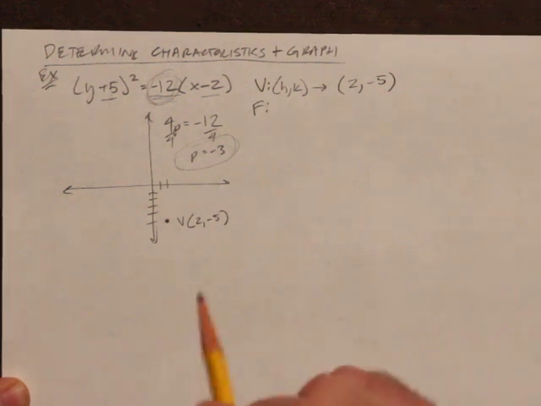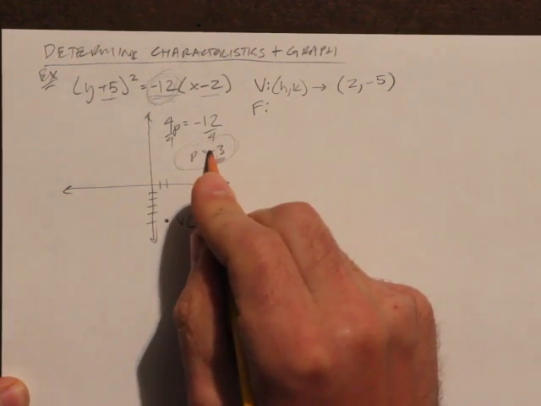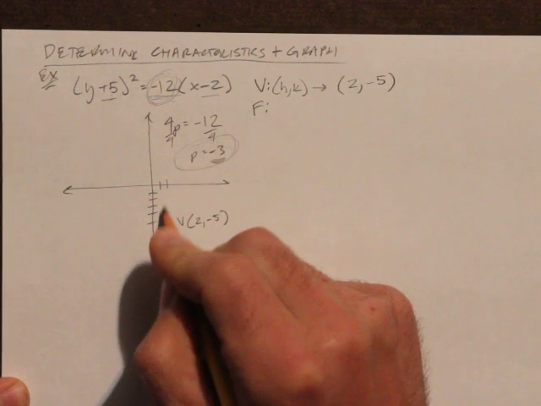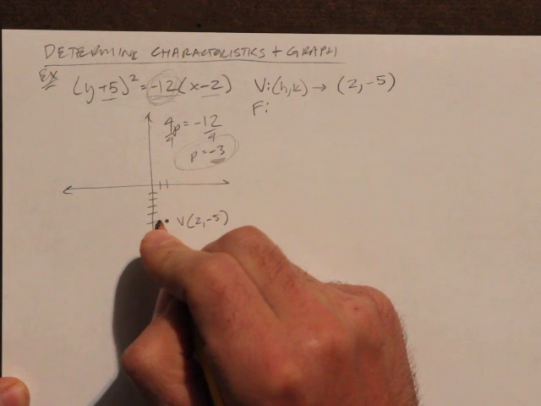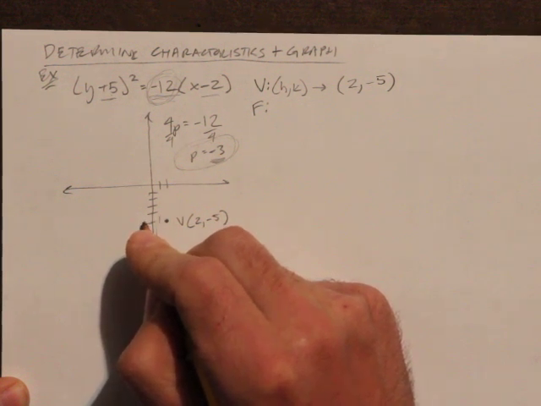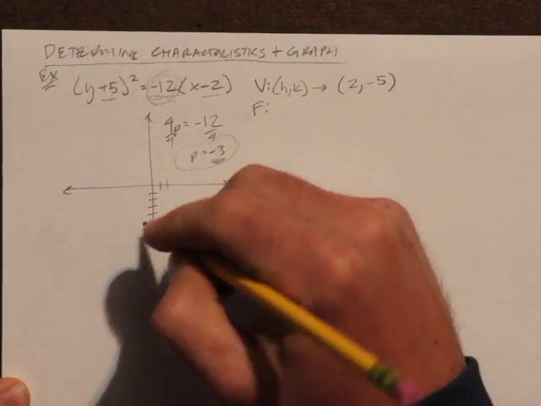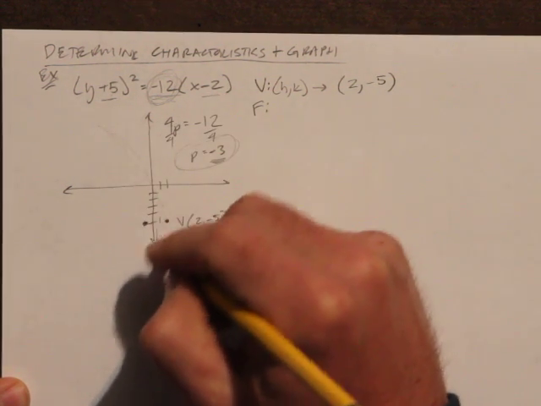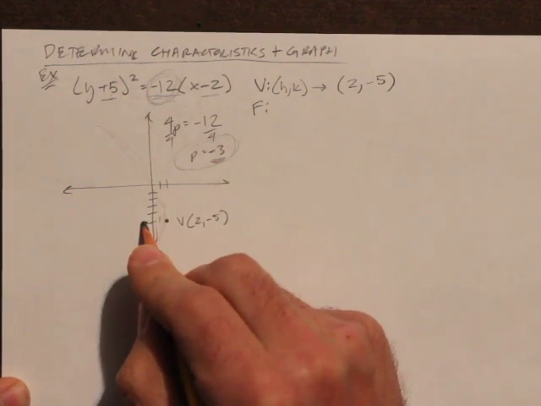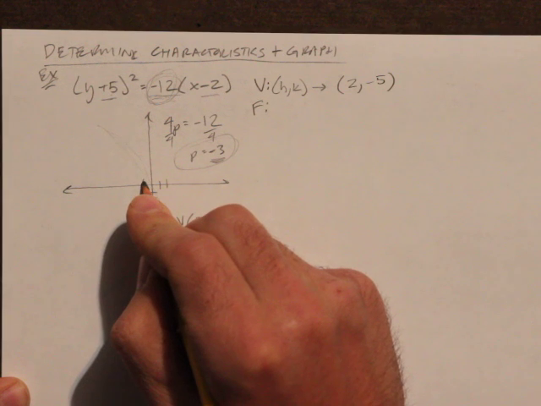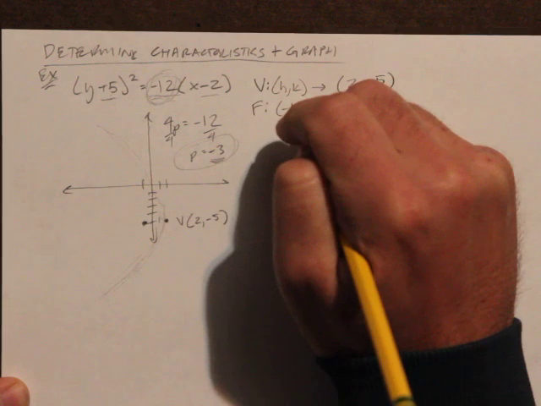All I do is use p, which is -3, but I can ignore the sign for my p value. So I just move to the left 3. 1, 2, 3. There is my focus, because remember, this is going to be opening to the left. So I move over 3. There's my focus. My focus is -1, -5.